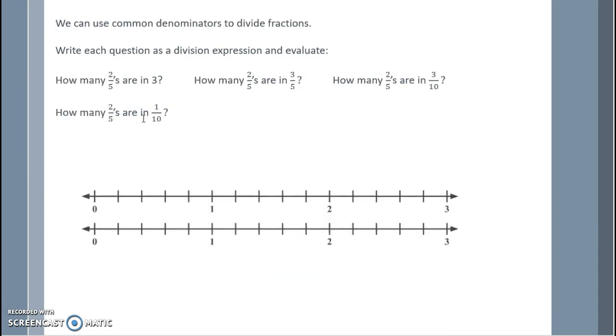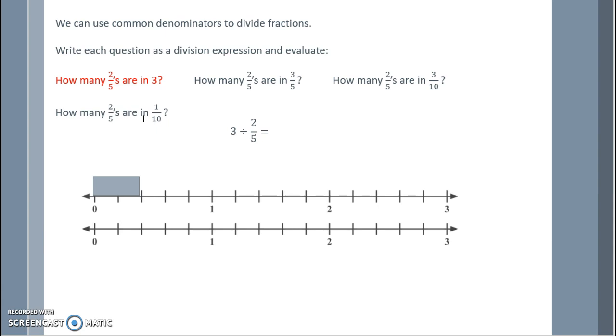We can use common denominators to divide fractions. This may be a new technique for some of you. Write each equation as a division expression and evaluate. Let's start with how many 2/5 are in 3. So the division equation is 3 divided by 2/5.